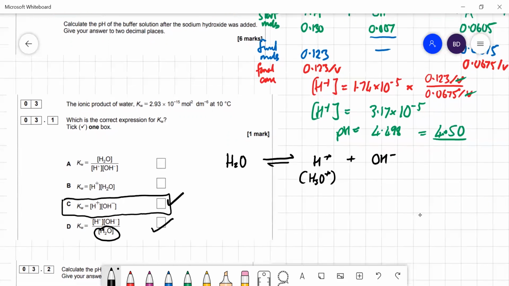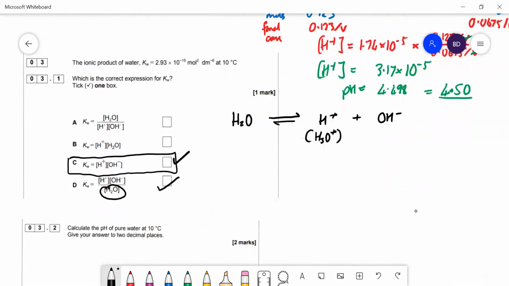Okay, so we're going to use that expression in the next part of the question. Calculate the pH of pure water at 10 degrees C. Now, at 10 degrees C, the value of Kw is not 1 times 10 to the minus 14. It's smaller. It's that value there. So we need to use that value of Kw.